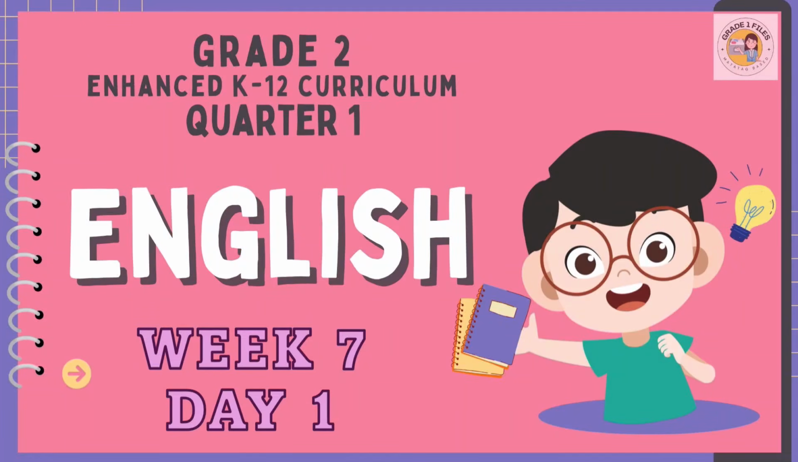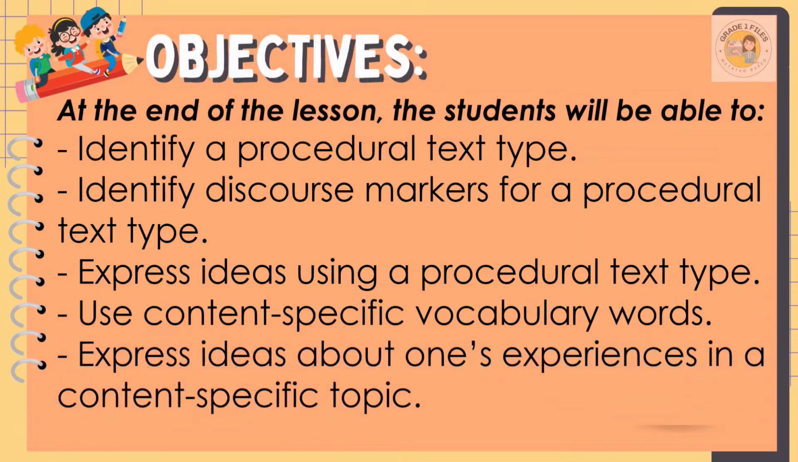English, Grade 2, Quarter 1, Week 7, Day 1. At the end of the lesson, the students will be able to identify a procedural text type, identify discourse markers for a procedural text type, express ideas using a procedural text type, use content-specific vocabulary words, and express ideas about one's experiences in a content-specific topic.